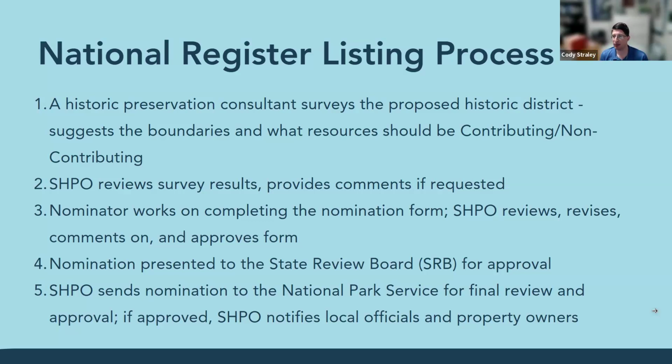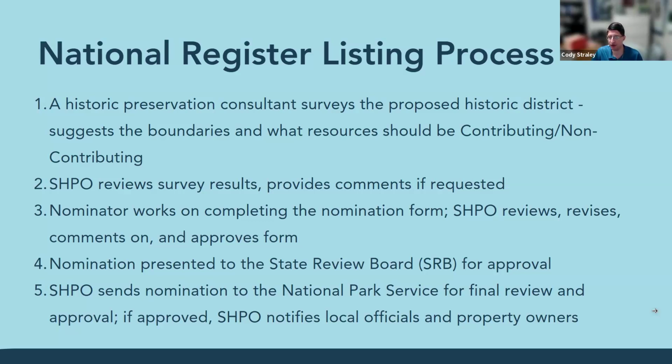Whenever a nomination form is complete, it gets sent to the SHPO, and we review the draft. We issue comments on it. If necessary, we make changes or request that changes be made. And it goes through multiple draft revisions before we approve the final draft. After that, a nomination is sent to the State Review Board for approval. Each state has one. They're typically a nonpartisan board of people who are experts in the historic preservation field. They study the nomination, they ask questions if need be, and they vote whether or not to recommend it for approval.